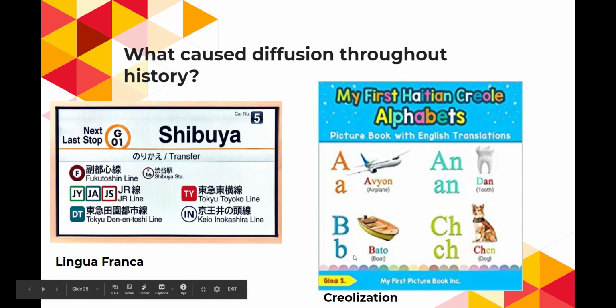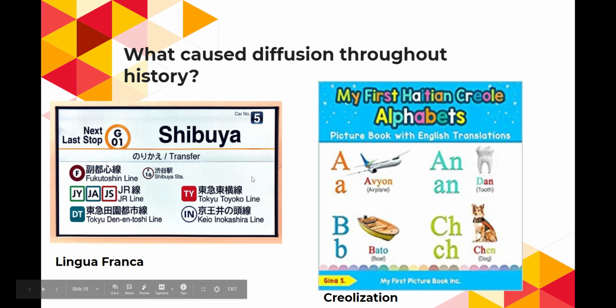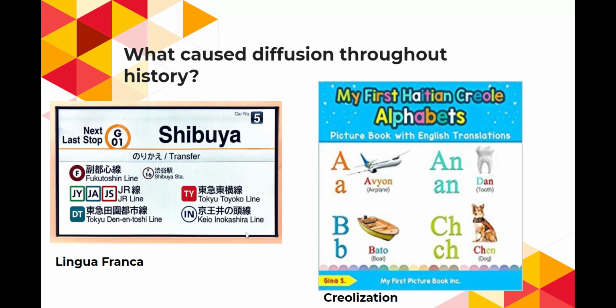Migration as well has been a big cause of diffusion, just people moving from one place to the other. All right, as a result of diffusion, we have a couple ideas that you need to know. One of those is lingua franca. Here you see this sign of a subway stop in Japan, Shibuya Station. You see that this sign, in addition to being in Japanese, is also in English, right? And that's because English serves as a lingua franca in a lot of different parts around our world.